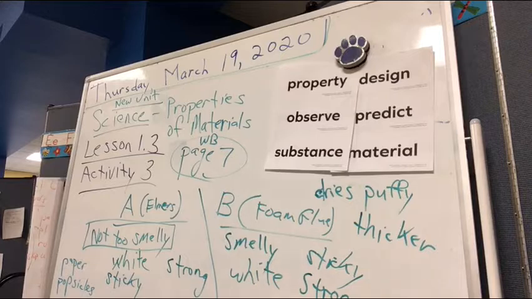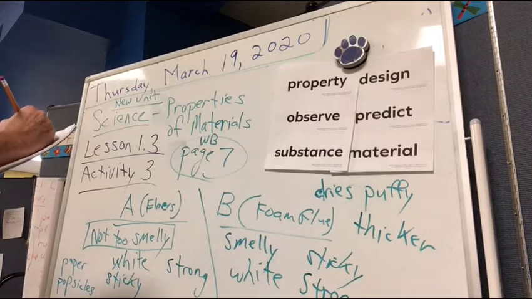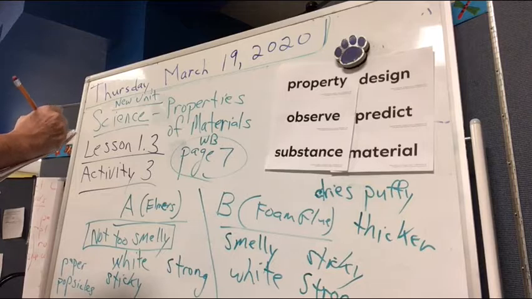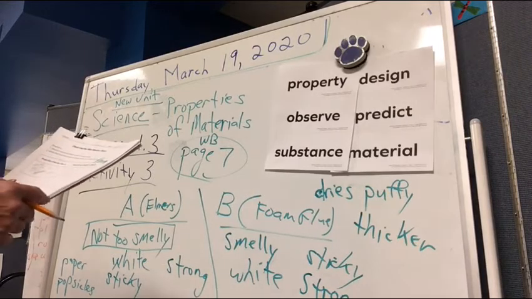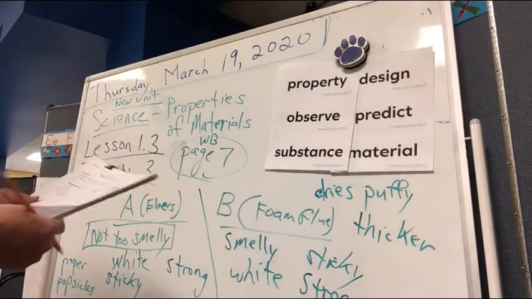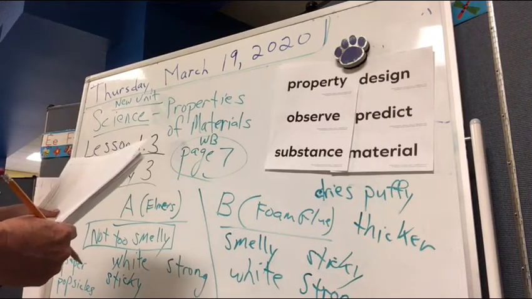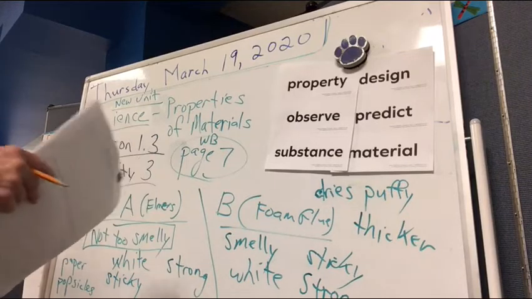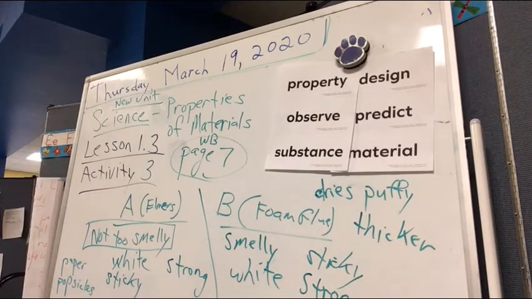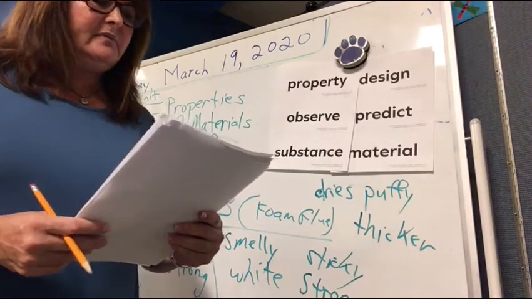Page 7 is due Thursday, March 19th. This is our science sheet, page 7 with our new vocabulary words. Lesson 1.3, activity 3. Now if you turn the page to page 8, you can do page 8. Okay, so let me just finish this.